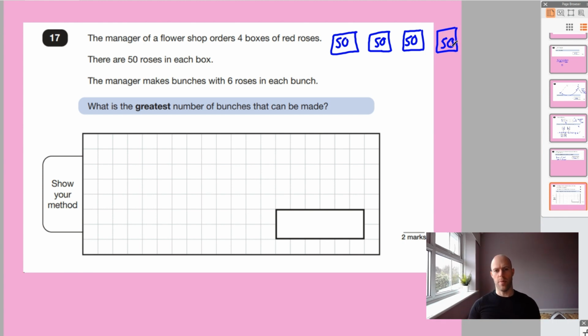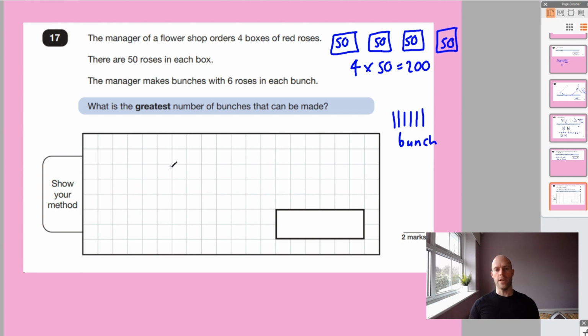The manager makes bunches with 6 roses in each bunch. 1, 2, 3, 4, 5, 6. And that's a bunch there. Okay, so I know what we're looking at. What is the greatest number of bunches that can be made? Well, firstly, we need to know how many flowers we've got. We've got 4 times 50. 4 lots of 50. We've got 200 of them.